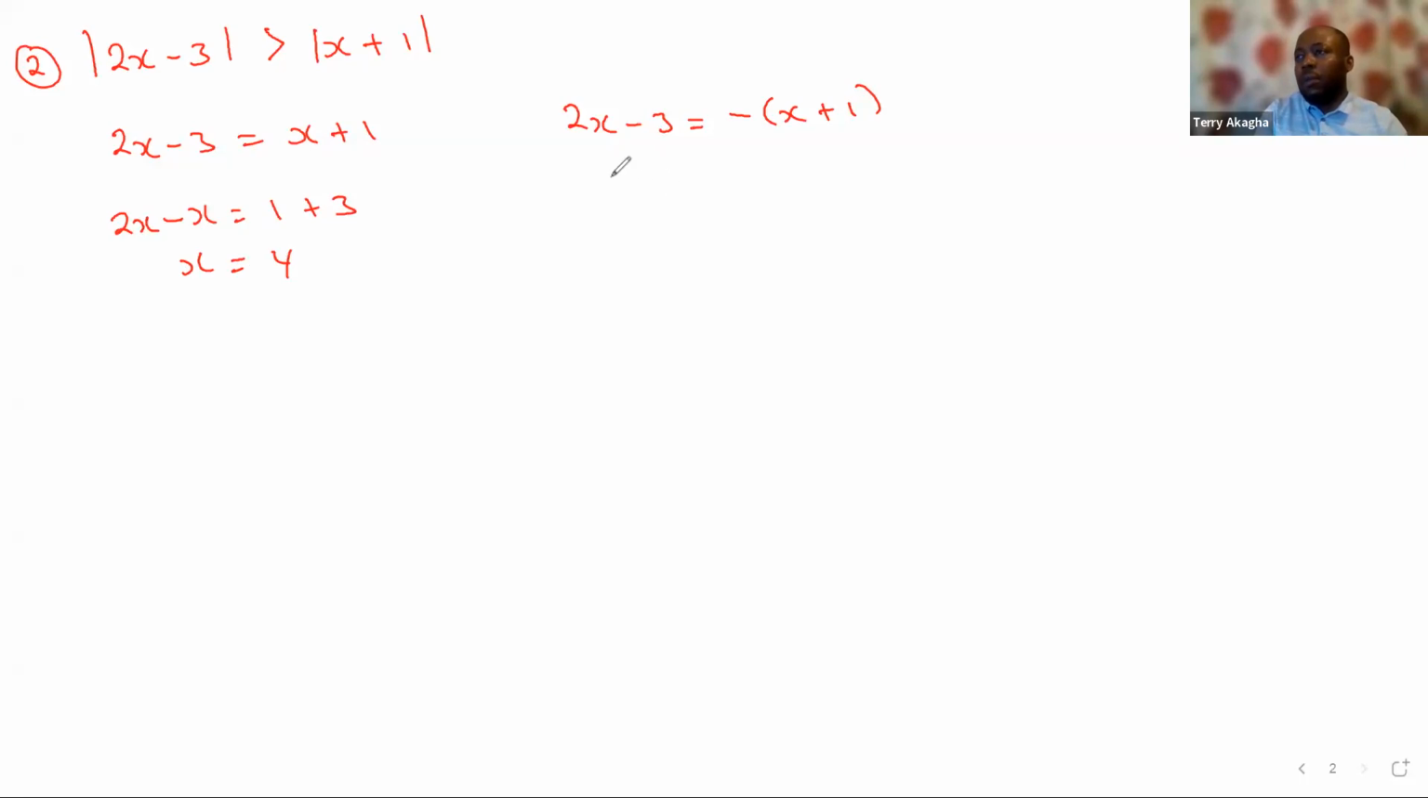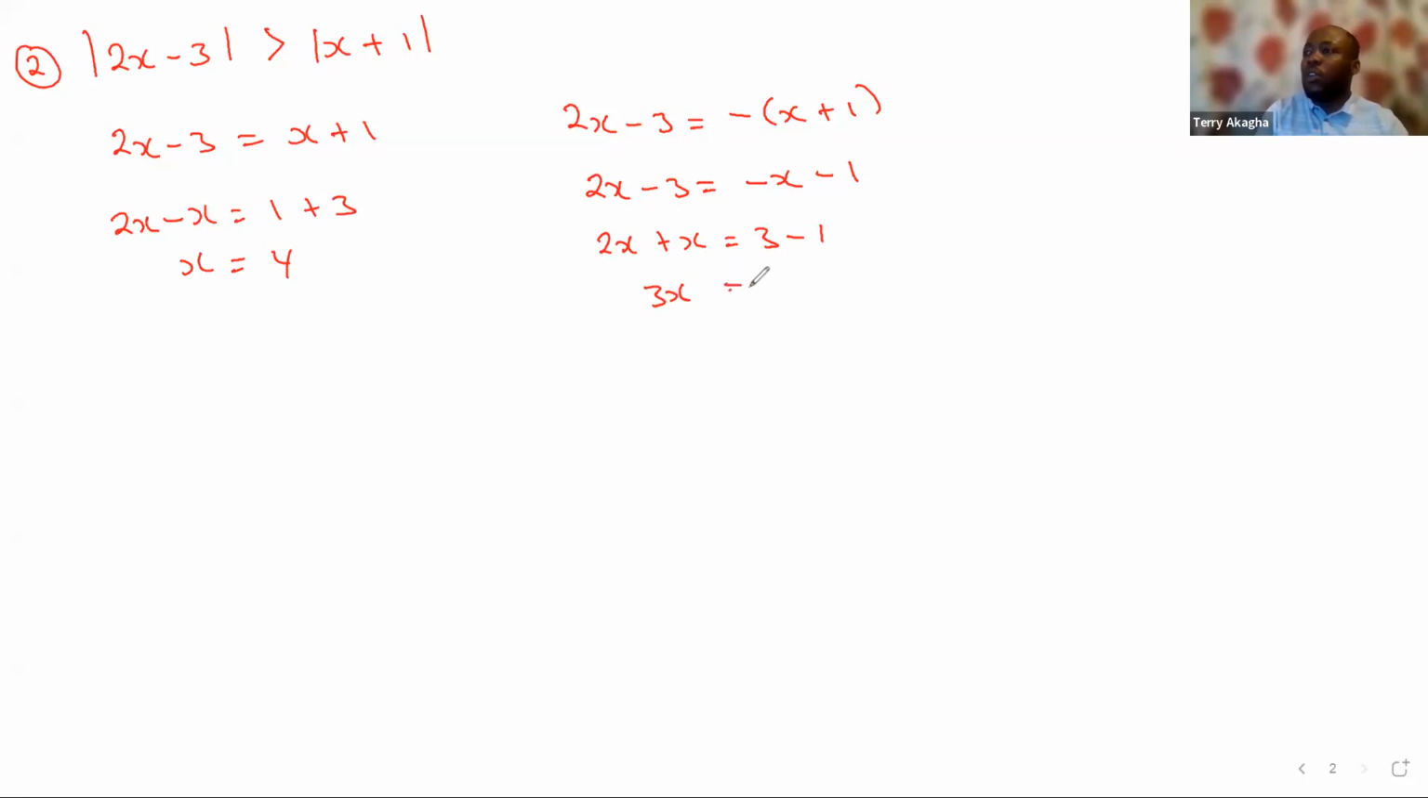Then the same thing, you open the bracket, it's going to be 2x minus 3 is equal to minus x minus 1. You take to the other side, it's going to be 2x plus x is equal to 3 minus 1. When you take minus 3 to the other side, it's going to be positive, so it's going to give you 3x. Does that make sense? Okay.